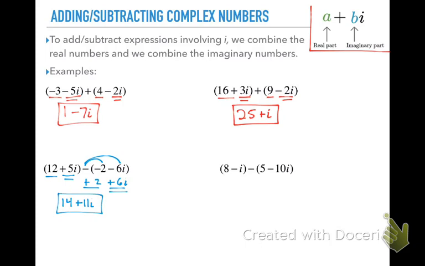Choosing to write my answers in this format, that's the traditional way to write complex numbers. If you wrote it this way, I wouldn't count it wrong per se. Just trying to show you what the convention is here with these complex numbers. a plus bi, the real part, plus the imaginary part. Here we're subtracting 5 and subtracting negative 10i, which turns into a plus 10i. So we combine like terms. 8 plus negative 5 is 3. Negative i plus 10i gives us a 9i.